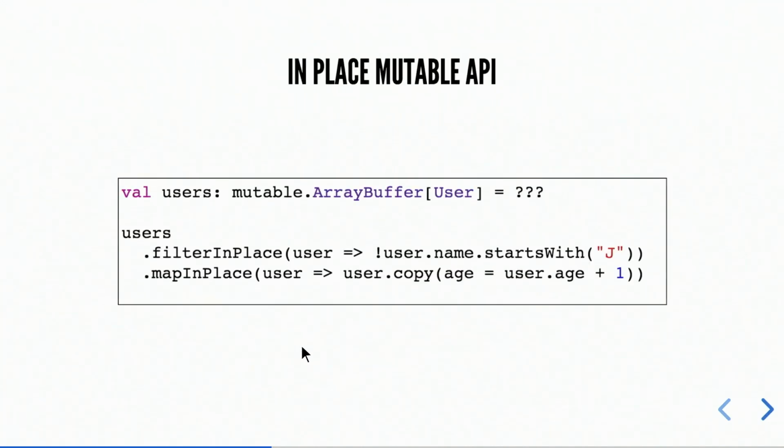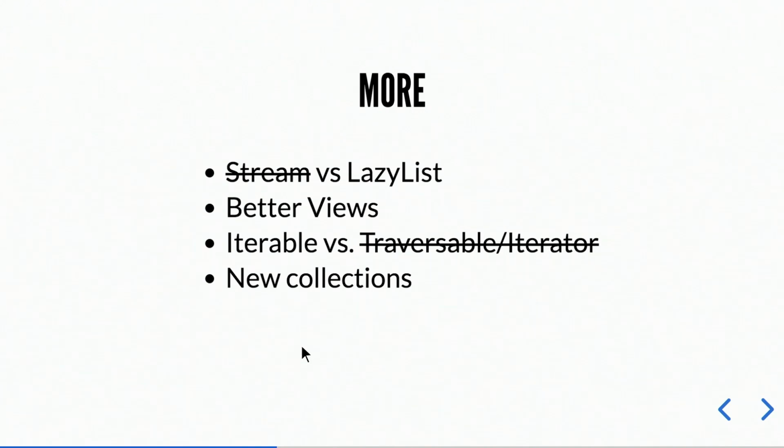There's an in-place mutable API. For the few of you who do use mutable collections, this is pretty useful. If you have a mutable buffer and you want to filter and map, but you don't want to create a new collection each time, you want to just mutate the mutable collection. You have filterInPlace, mapInPlace, a couple of these. There's some more. Streams are gone, lazy lists are in. There's better support for views. Views are a first-class thing, not an afterthought. It's built into every collection.